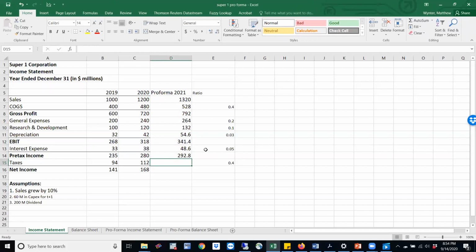And now I need to figure out how much I'm going to pay in taxes. Well, I'm going to assume that my tax rate will be the same. And I'm going to multiply that by my pre-tax income. To get my pro forma net income, I'm going to take my pro forma pre-tax less my taxes. And so for our pro forma, given our assumption of sales growing by 10%, our $60 million in CapEx, and our $200 million dividend, we're going to project that we'll have net income in 2021 of $175.68. Okay.